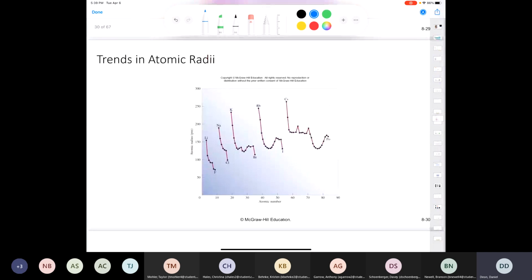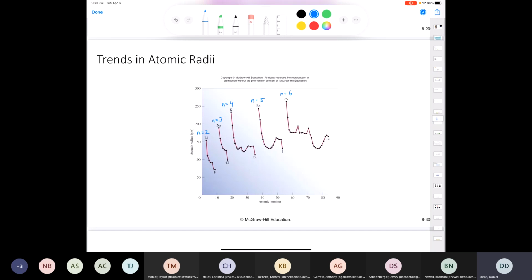Here again is just a graphical representation of the trends in atomic radii. We have from lithium to fluorine, so this is the second period, so this is n equal to 2, this is n equal to 3, this is n equal to 4, this is n equal to 5, and then with cesium, this is n equal to 6.